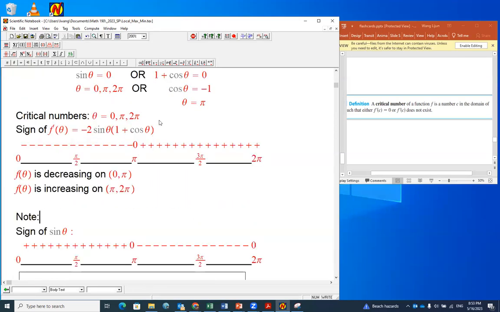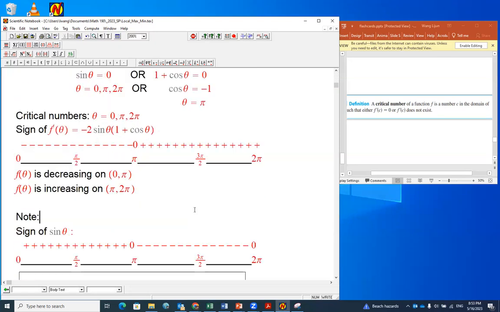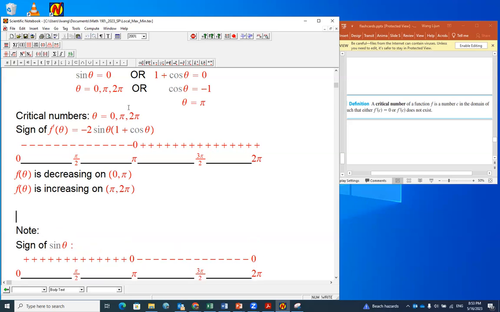So that's the interval of increasing, decreasing. And then local max, local min. This part gets interesting because we have one critical number in between, and two other numbers that are the endpoints. Because the derivative is decreasing and increasing, at pi, f has a local minimum. So we're going to use the first derivative test.